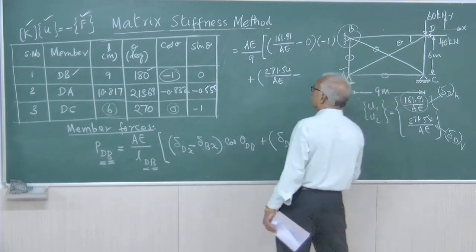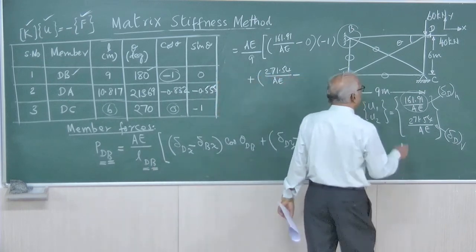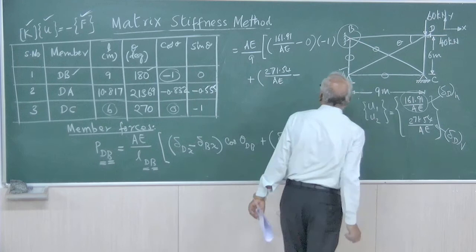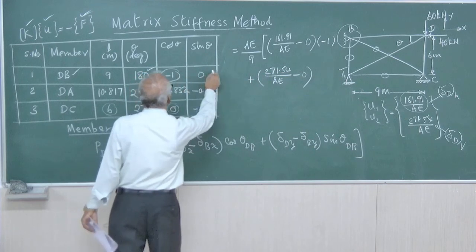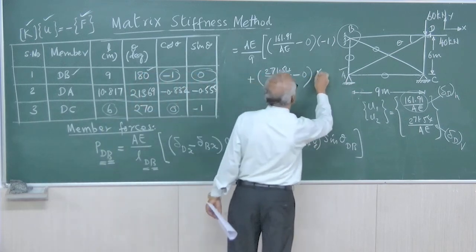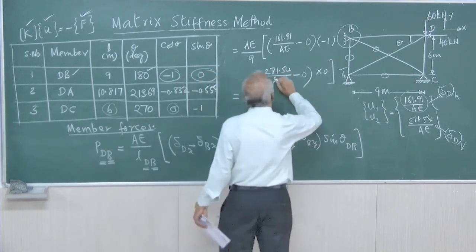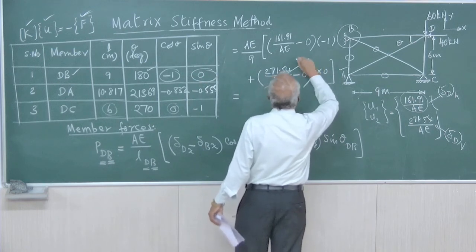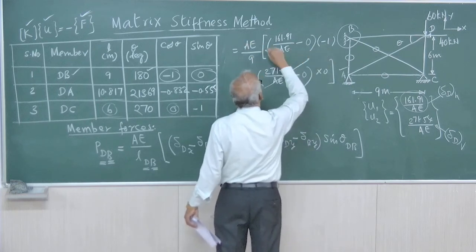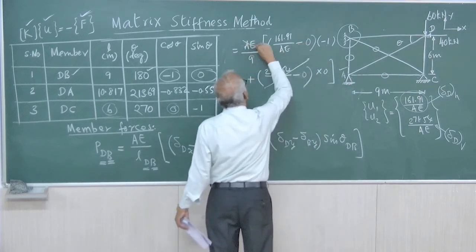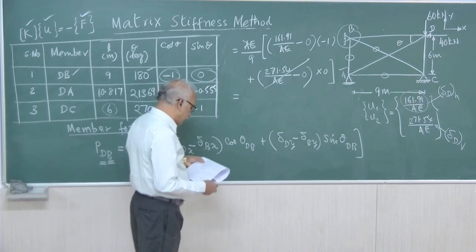Next is that of dB. For B in the y direction, there is no displacement, so that is also 0, into sin theta dB, which is 0. On calculation, this will become 0, and this into this will be minus AE. All other values are only minus 1, that's all. So this AE and AE will get cancelled. Finally, you will be getting minus 17.99.